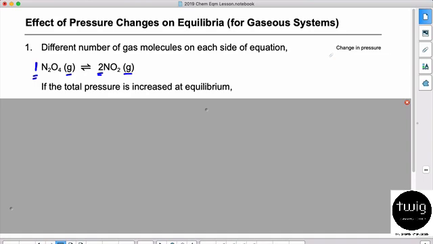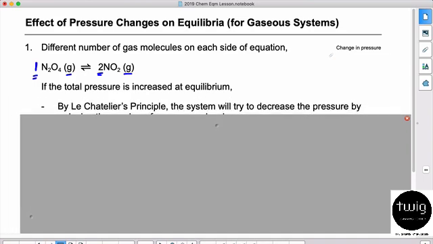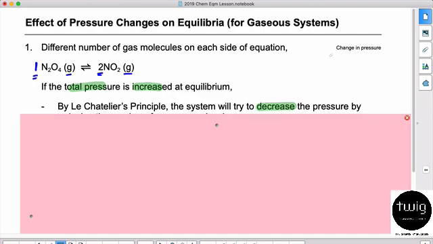We are looking at gases, now we are learning about pressure. So if the total pressure is increased, by Le Chatelier's principle, it wants to decrease the pressure. So highlight: when you increase total pressure, it wants to decrease the pressure. In order to decrease the pressure, it must shift to the side with more gas molecules or fewer?